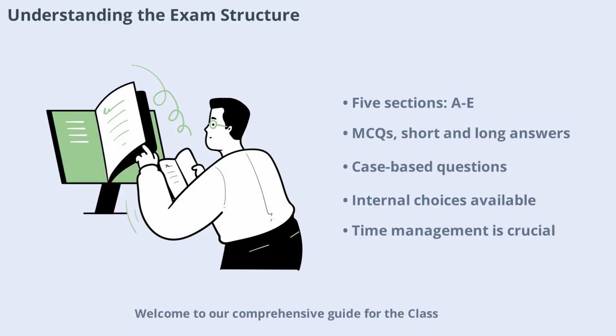Welcome to our comprehensive guide for the Class 8 Mathematics Periodic Test-I for the academic year 2026-27. Before you start preparing, it's crucial to understand the structure of your exam. The paper is divided into 5 sections, labeled A through E, each designed to test different aspects of your mathematical understanding. Section A consists of multiple choice and assertion reason questions.